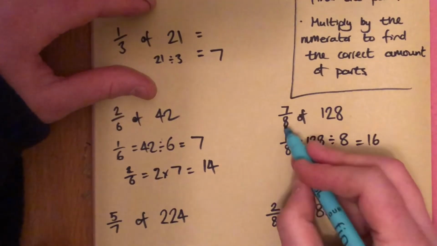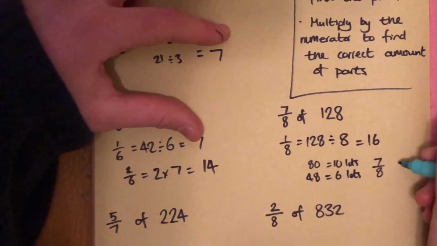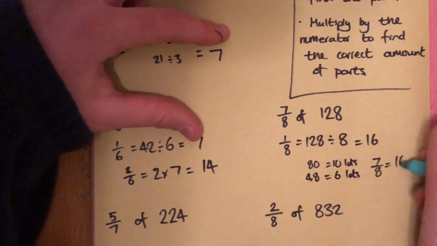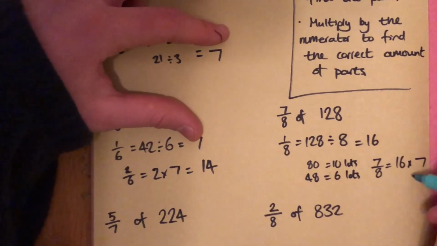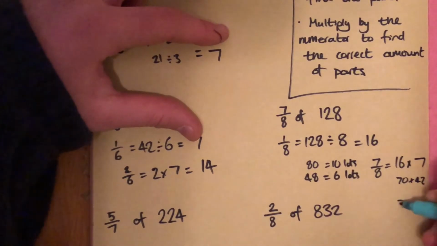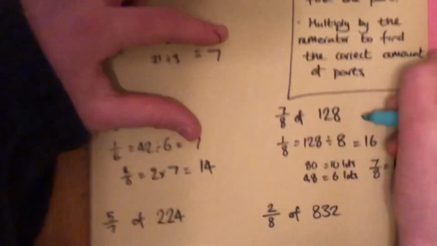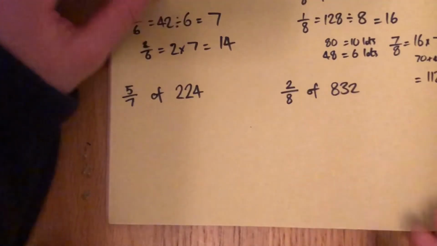So that's 1/8. So to find 7/8, I need to do 16 times by 7. Well, 10 times 7 is 70. 6 times by 7 is 42. So my answer is 112, I hope.